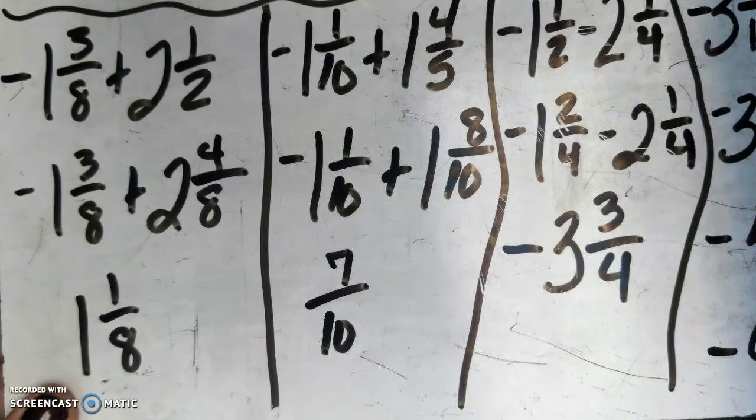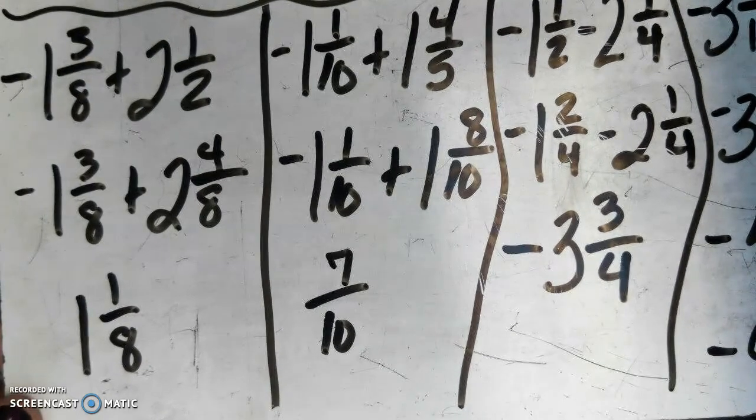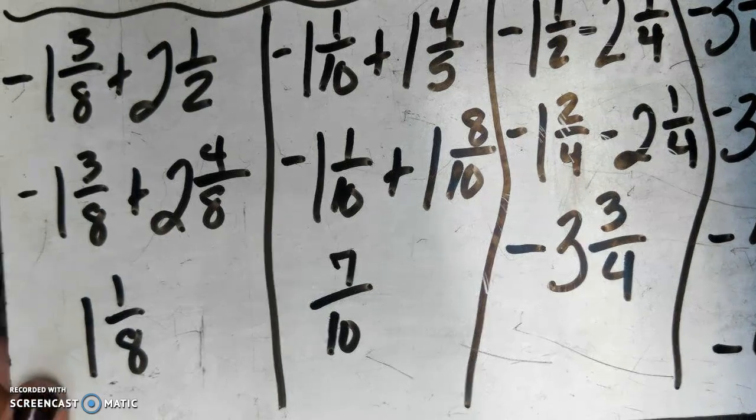Okay, next one. Negative 1 1/10 plus 1 4/5. I got a common denominator of 10. Okay, I can see here, right? This one's larger. 1 8/10 is larger. So it's going to be positive. I'm just subtracting those two and going from there.